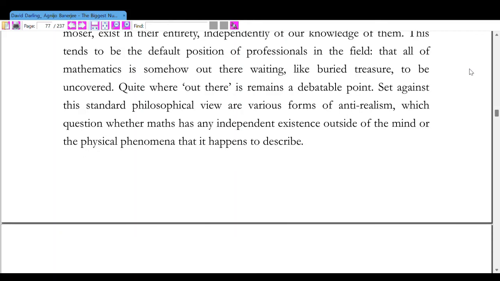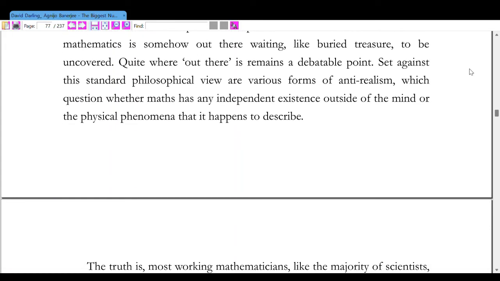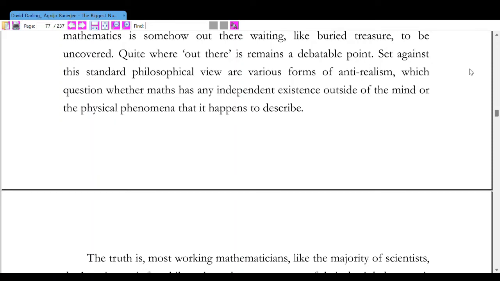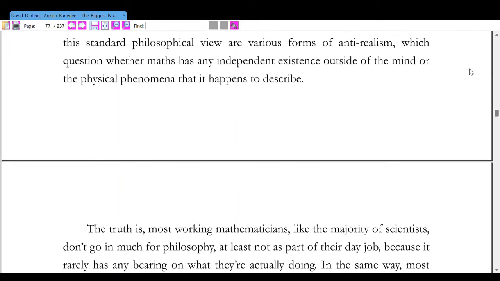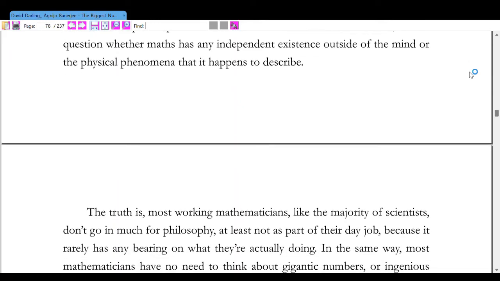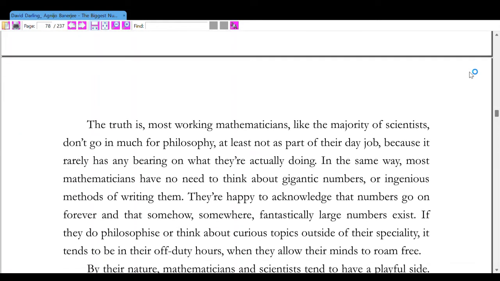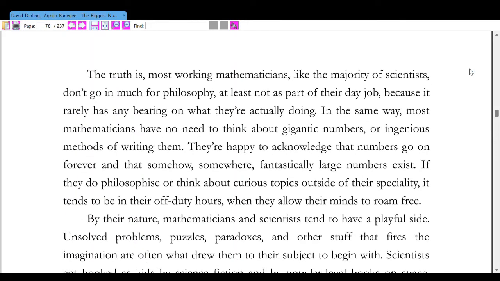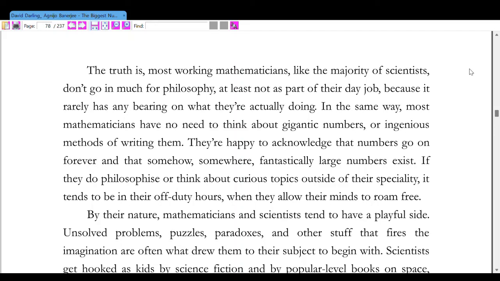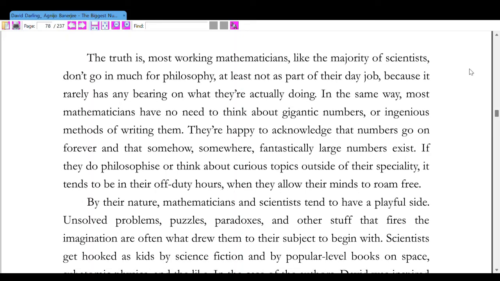Set against this standard philosophical view are various forms of anti-realism, which question whether math has any independent existence outside of the mind or the physical phenomena that it happens to describe. The truth is, most working mathematicians, like the majority of scientists, don't go in much for philosophy, at least not as part of their job, because it rarely has anything bearing on what they're actually doing.